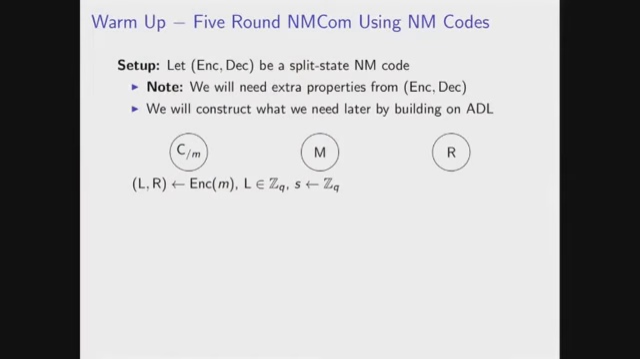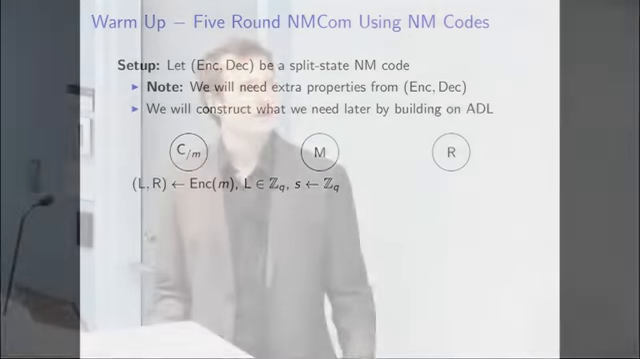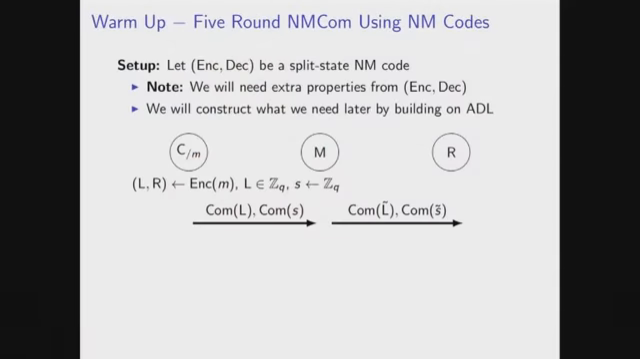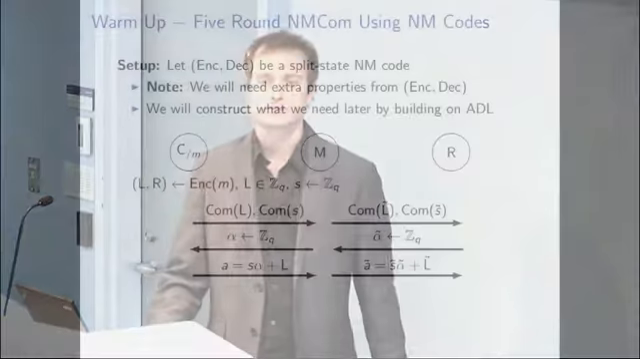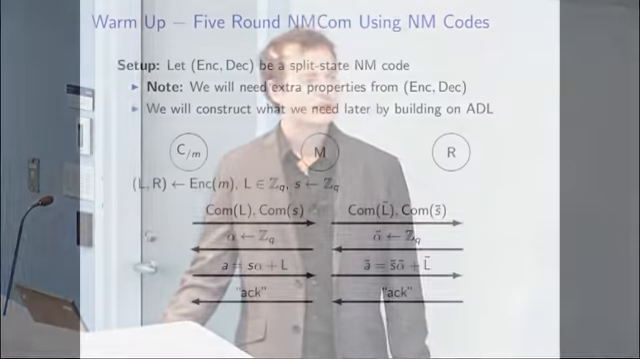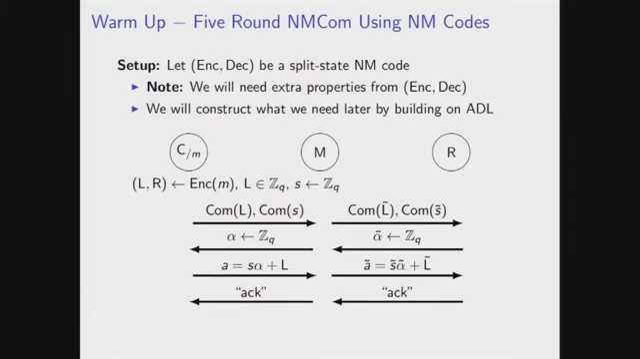The scheme looks like this. The committer has a message M. He wants to commit to it. He encodes it and gets L and R. He views L as a field element, embedding it in some field. Then he draws another random element of that field, and he commits to them both. Then there's a query and a response, and then there's an acknowledgement message that I received your response.